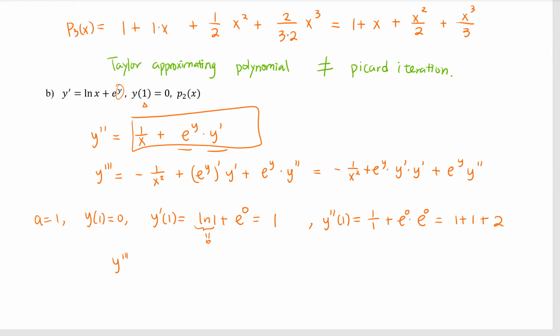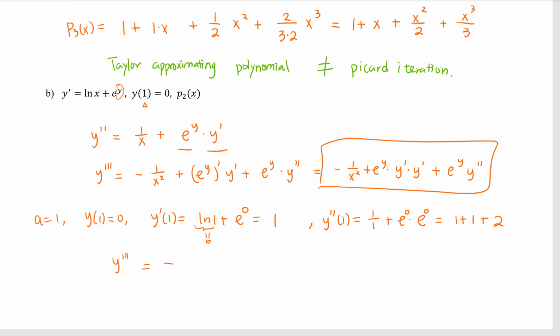Okay, and y triple prime is, we're going to use this formula. Minus 1 over 1 is 1. e to the 0 is 1. y prime is 1. 1 times 1. e to the 0 is 1. y prime is 2. Let's see. With minus 1 plus 1 plus 2, the answer is 2. See? This is equal.